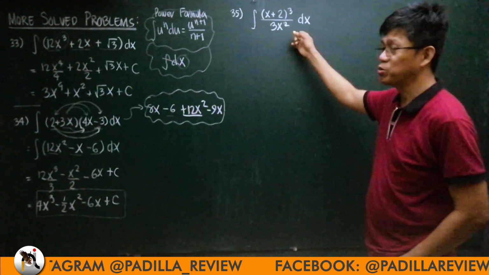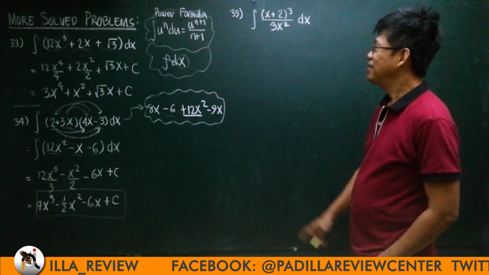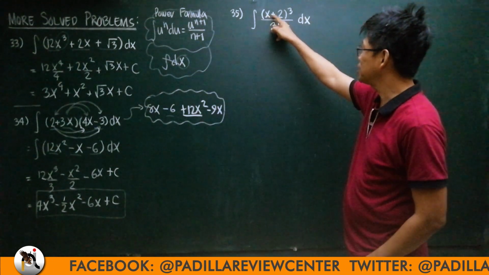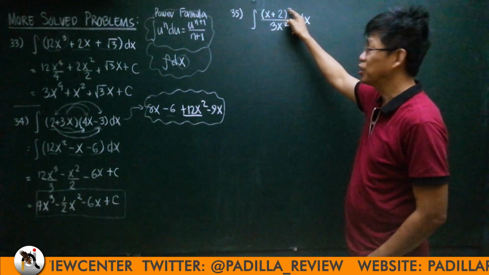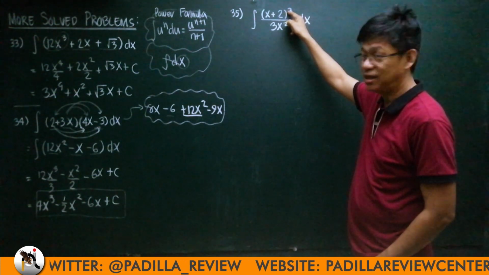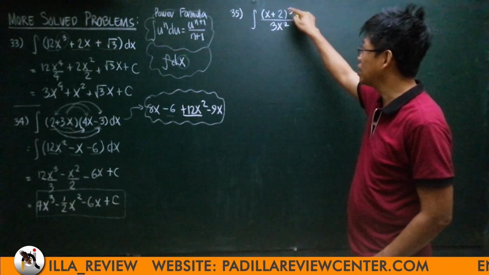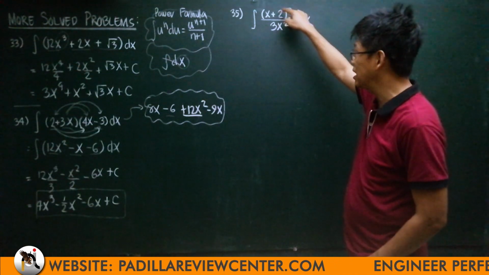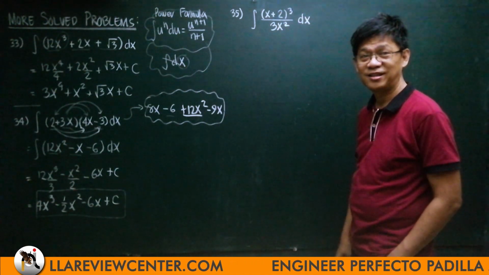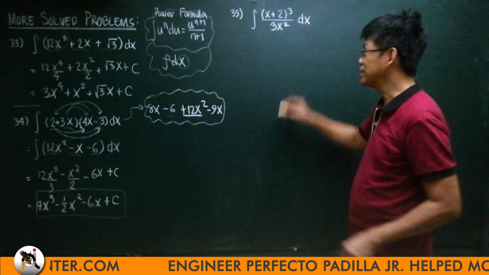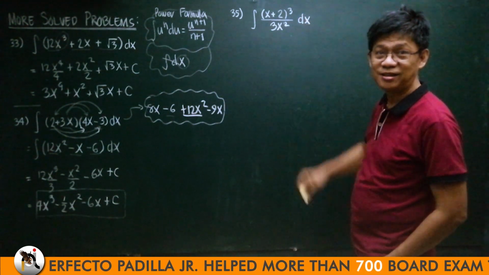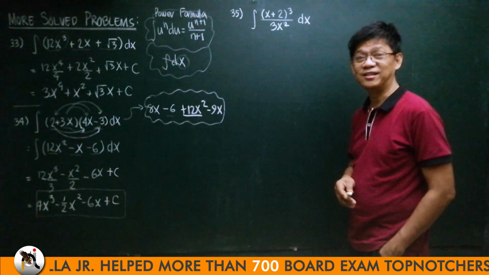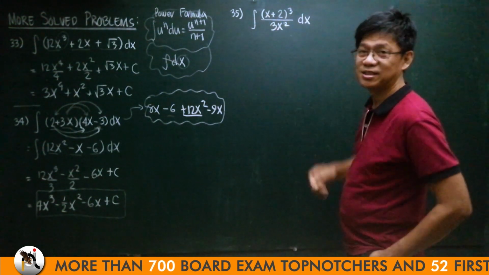Okay? What about this one? Now take note that this is x plus 2 cubed. So if we expand this, this would be cubic, third degree. This is second degree, so the numerator is higher in degree than the denominator, right? If the numerator is higher in degree than the denominator, then you first divide. But first we expand this.